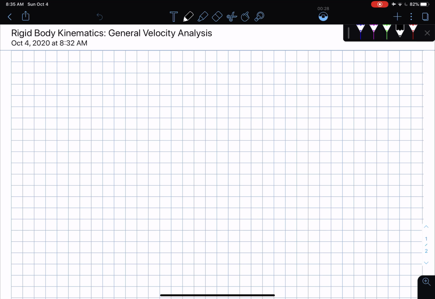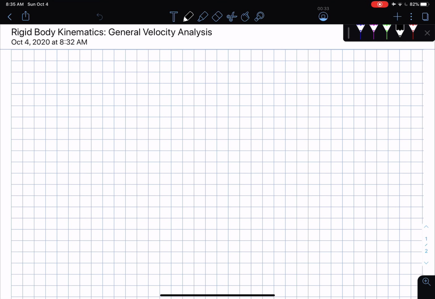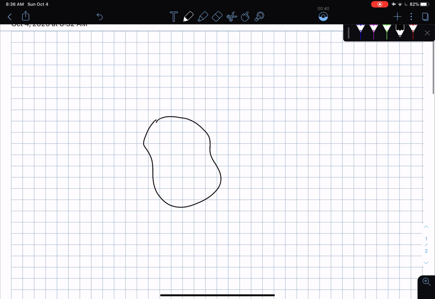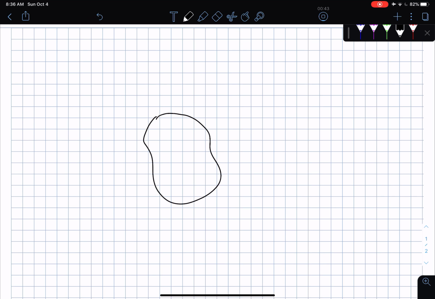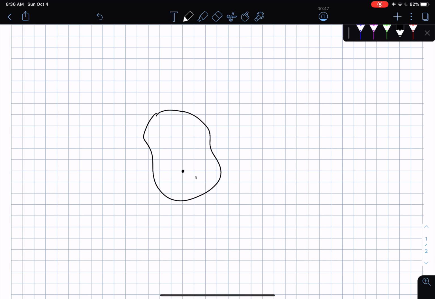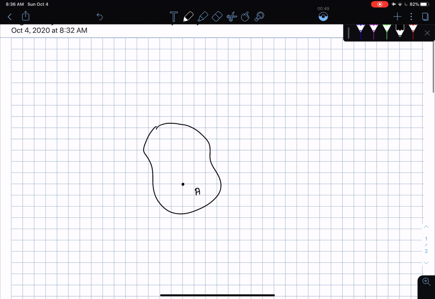So to start off, I'm going to just draw a rigid body in the following sense. So I have a rigid body which is sitting there, at some point in time t. I'm interested in a point on this rigid body which I'm going to mark as the point A. And let's say that there is another point B which is outside the rigid body.